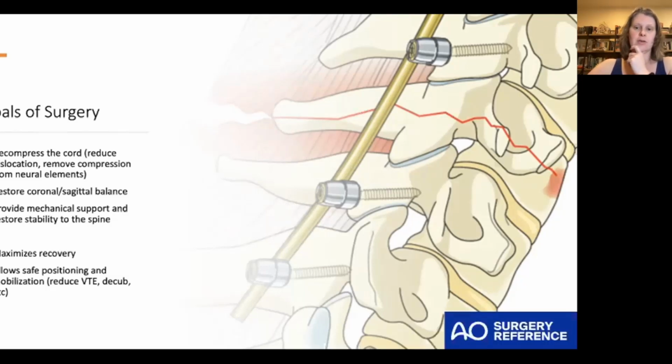This image is from their surgery reference, which is available online, I believe, for free to everybody. And the overall goals for timely decompression and stabilization ultimately are to allow maximum recovery, okay? Maximum neurologic recovery in terms of recovery of function, but also to encourage the next stage of recovery, which includes aggressive rehabilitation, and rehabilitation includes mobilization. And so that really requires a stabilized spine prior to starting.